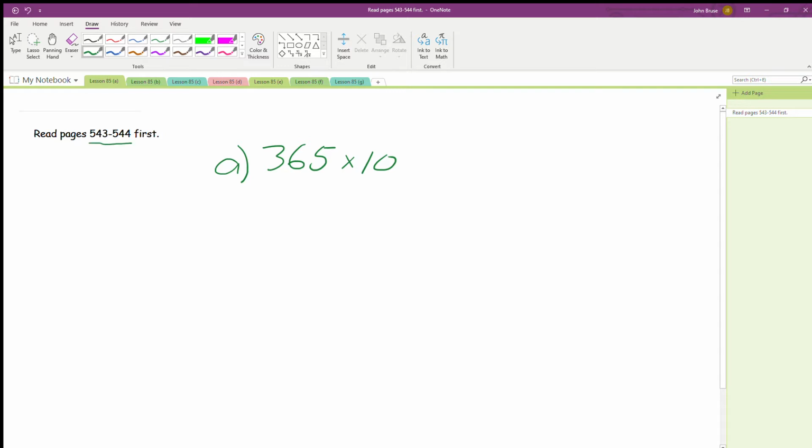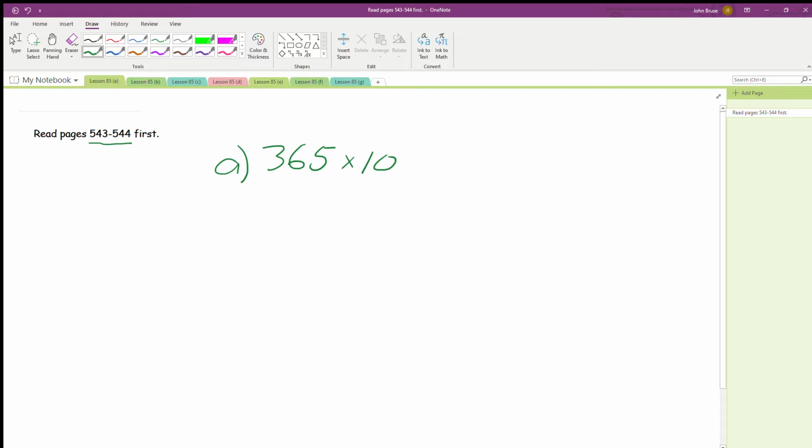You can also work on a paper along with me, and you can pause and rewind if I'm going too fast. This is a fun lesson. It says multiply mentally. I'm going to show you how I multiply mentally with these types of problems, multiplying by tens, hundreds, and thousands. The first problem on page 545, letter A, is 365 times 10.